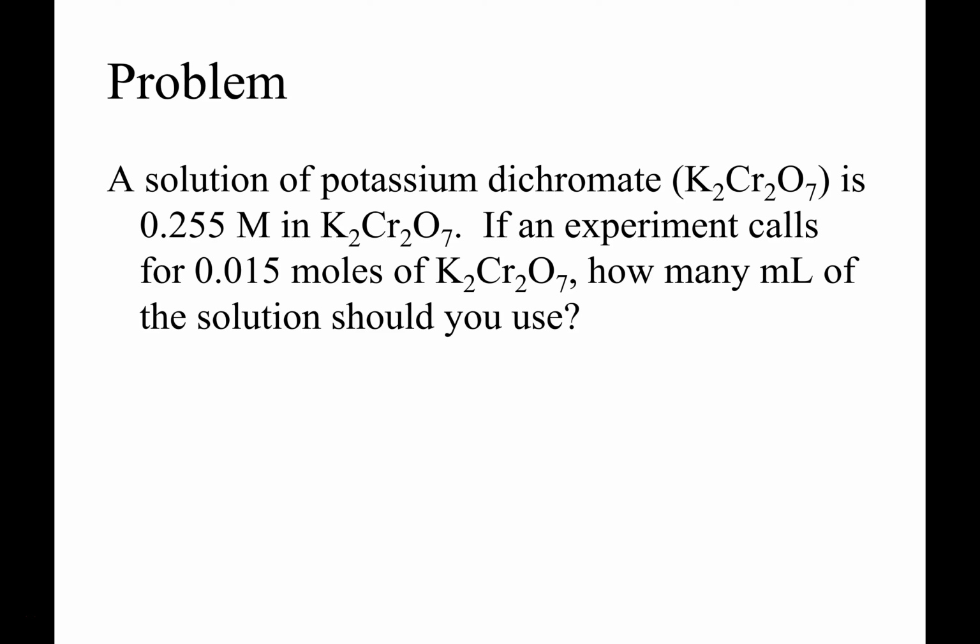All right, so let's work another problem. In this problem, the solute is potassium dichromate, K2Cr2O7. The molarity is given. And here on the next slide, you're going to see me unpack that molarity. What that means is we have 0.255 moles of the solute, K2Cr2O7, per 1 liter of the solution.